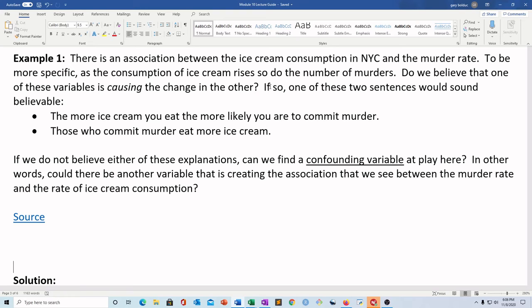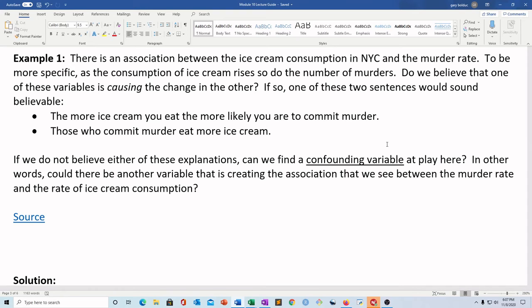Or, on the other hand, if you commit more murders, you're more likely to eat more ice cream. So for some reason, people being murdered is causing people to eat more ice cream. If both of those sound ridiculous to you, they should. That tells you something else is going on here. There's a confounding variable.